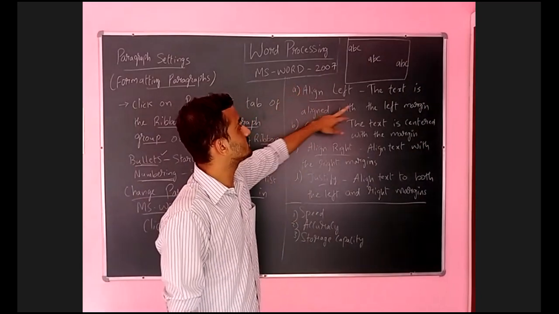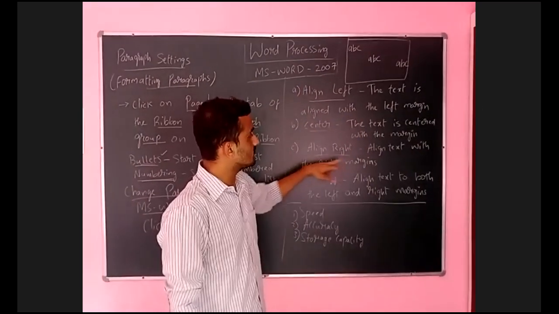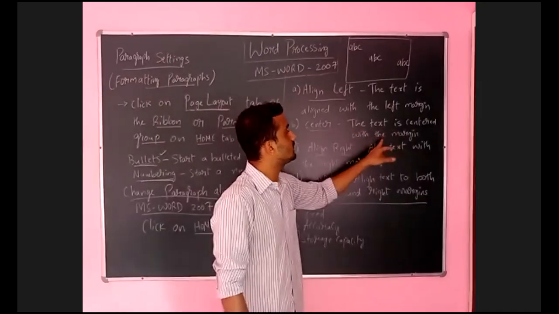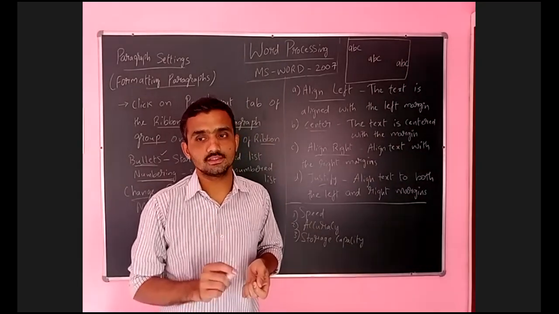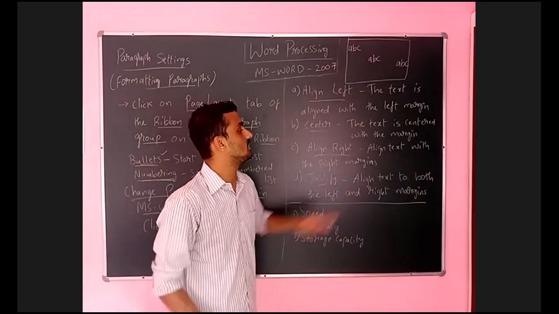So align left means the text is aligned with the left margin. Align right means align text with the right margin. Center means text is centered with respect to both margins, left and right. And there is one more option, justify. Align text to both left and right margins.